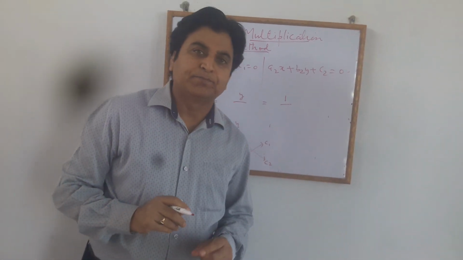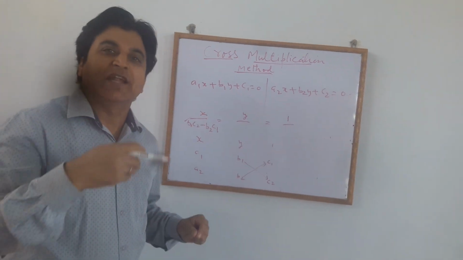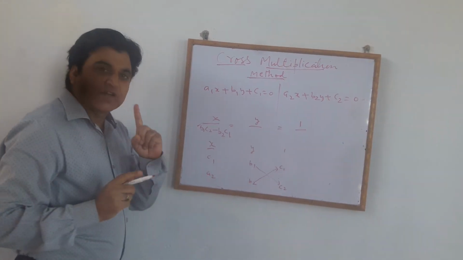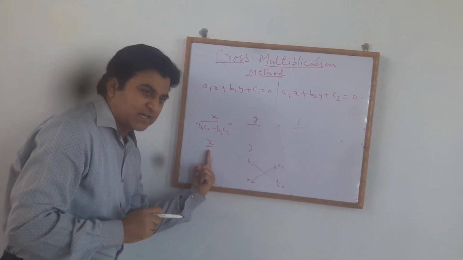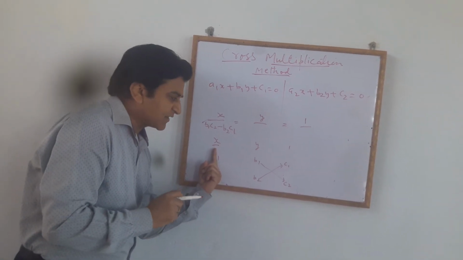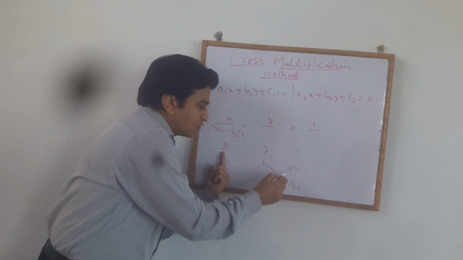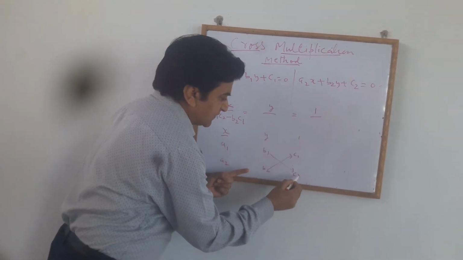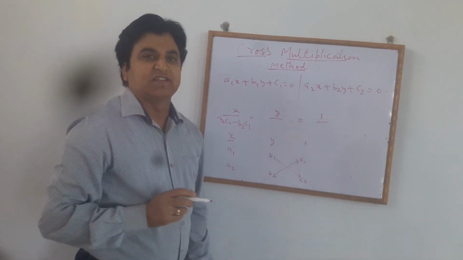You understand, beta? How to proceed? Let me explain once more. To find the denominator of x, what to do? You have to forget the coefficients of x for a while. Now you have to calculate within y and 1 only. Here b1 c2 minus b2 c1.